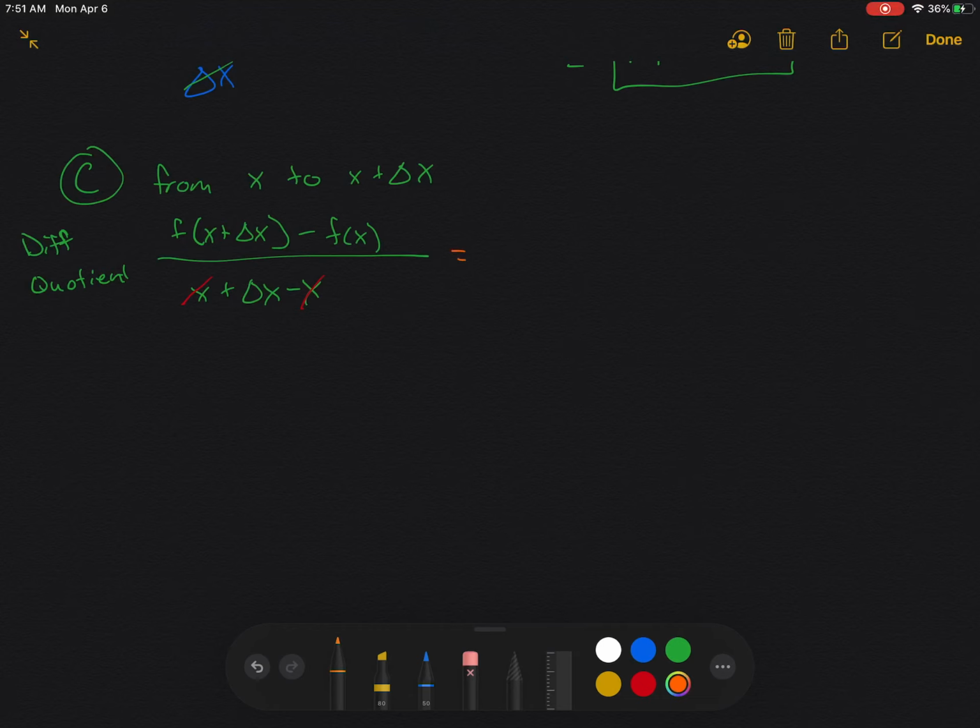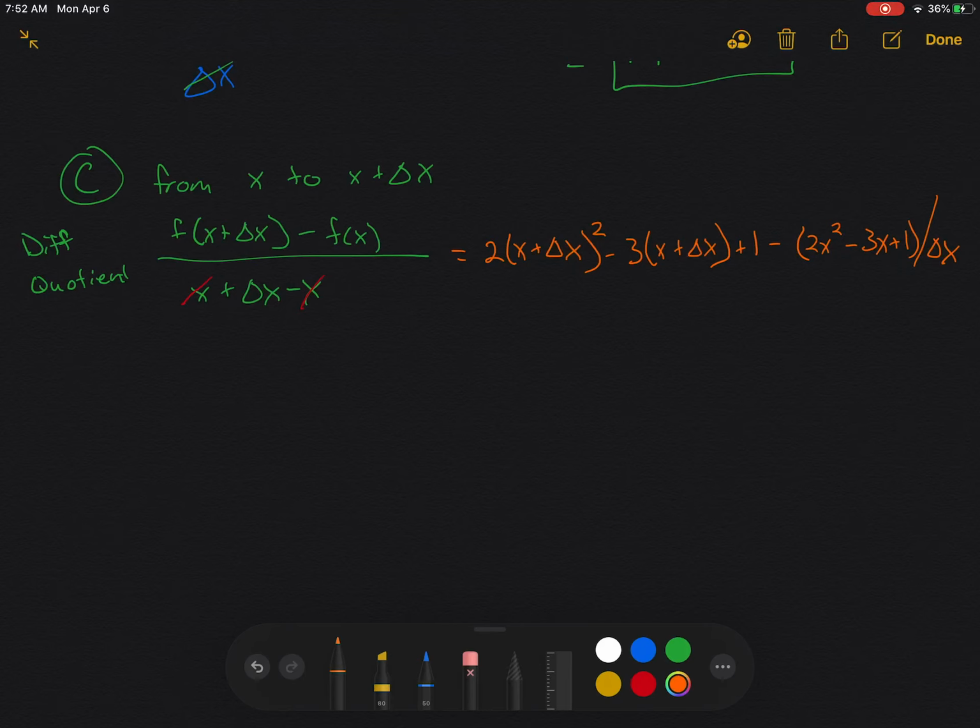From here, we have our equation that we're just plugging in. Our 2 times x plus delta x squared minus 3 times x plus delta x plus 1, minus 2x squared minus 3x plus 1, divided by delta x. Whew, that's it.